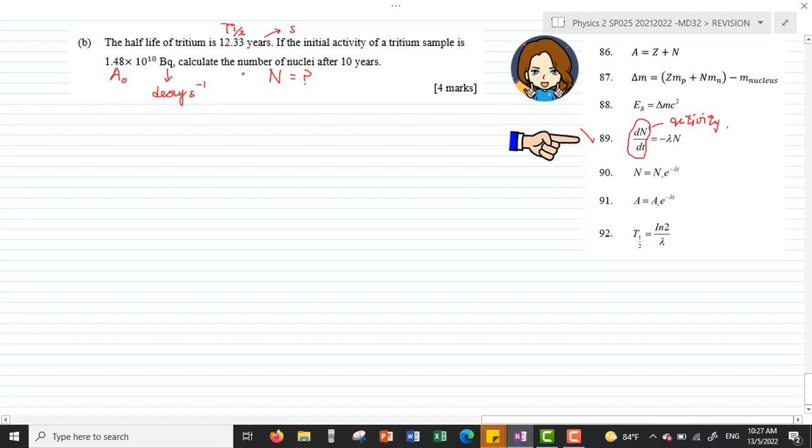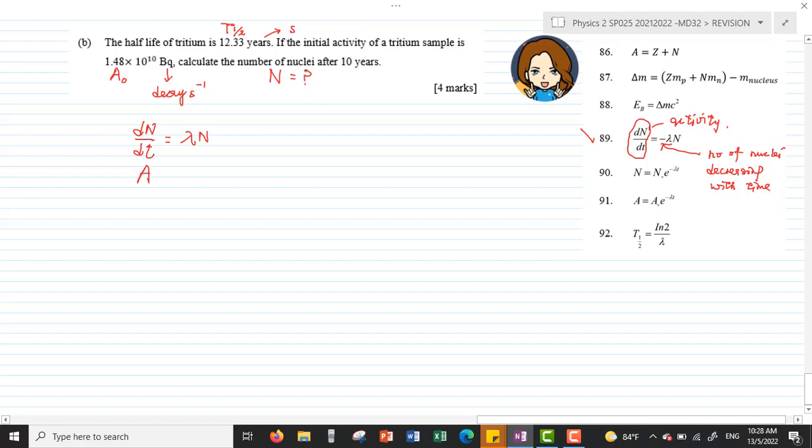So I want to find the numbers of nuclei after 10 years. I have already identified the equations that I'm going to use. So I have dN over dt equal to negative lambda N. The negative I no need to put in because I just want to determine the value only. This negative just tells us that the numbers of nuclides, the undecayed nuclide, is decreasing with time. So when we do calculations, we just ignore the negative. So dN over dt actually is the A.